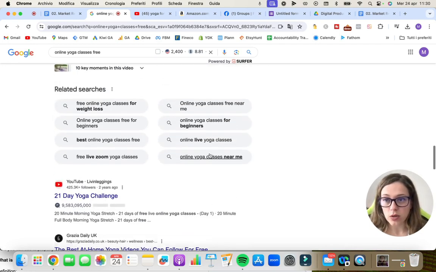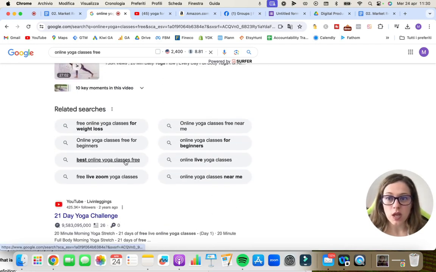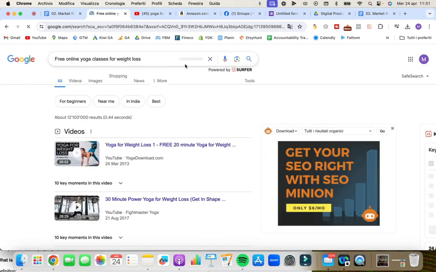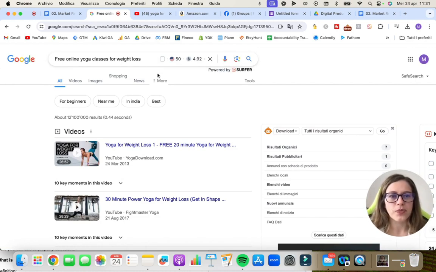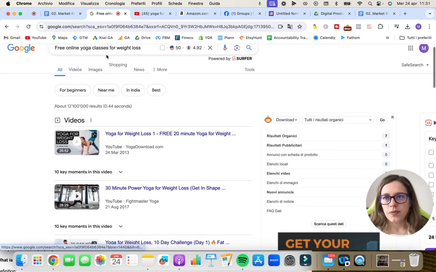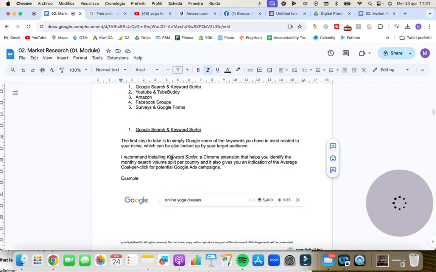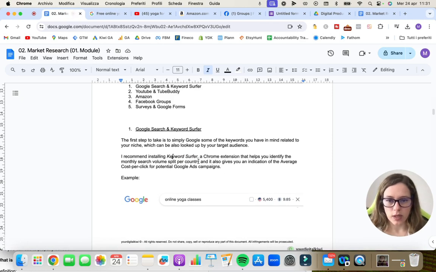Okay, then you scroll down, you also have other related searches and you check them as well. And you check if the search volume and price are changing as well. Very small, but also the price as well. So I would still consider these long tail keywords. Okay. Yes, so this is how you do it with Keyword Surfer and Google Ads.